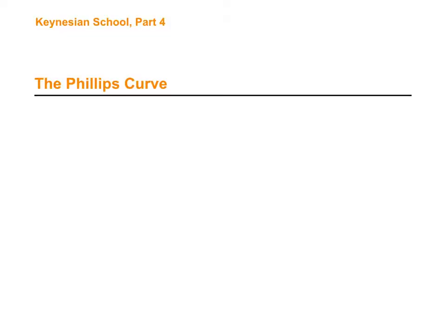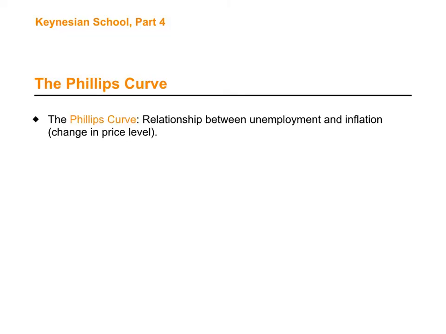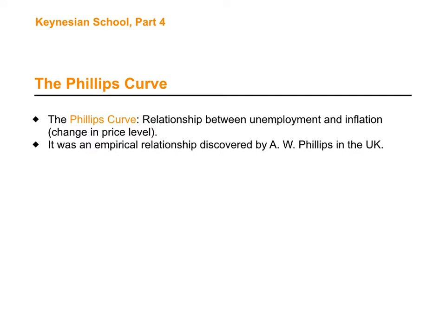So let's start with the Phillips curve. The Phillips curve was a relationship between unemployment and inflation. And it was discovered by William Phillips, an economist, and he used the UK data in order to analyze this relationship.